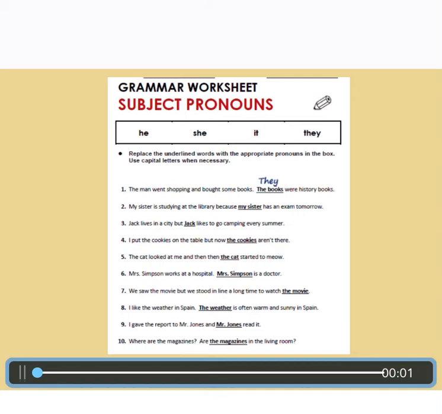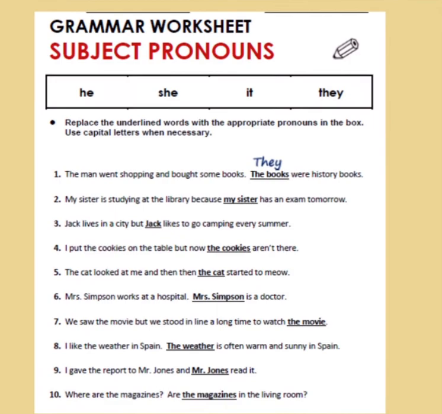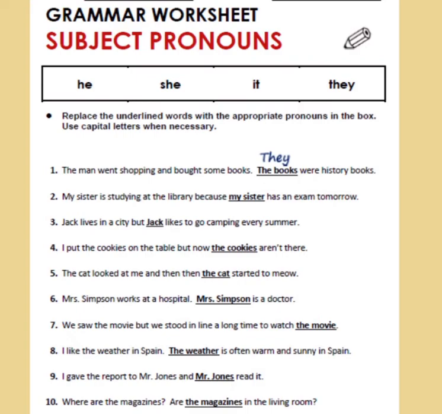Yes, my dear kids, as you can see in this grammar worksheet for subject pronouns, you have four subject pronouns: he, she, it and they. Replace the underlined words with appropriate pronouns in the box. Use a capital letter when necessary only. So, as you can see, what I did with number one: the man went shopping and bought some books. Then the books were history books. I changed the underlined word using the subject pronoun they.